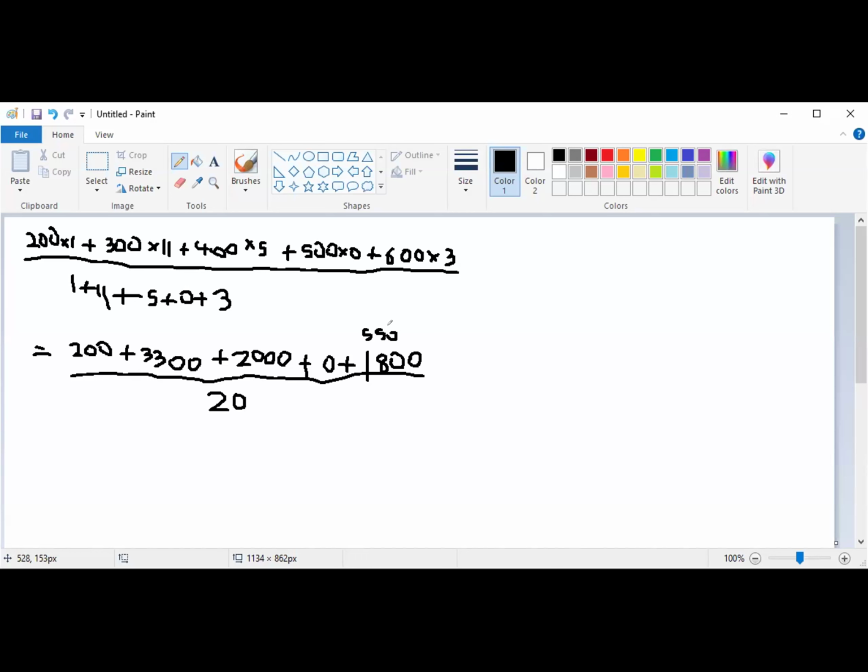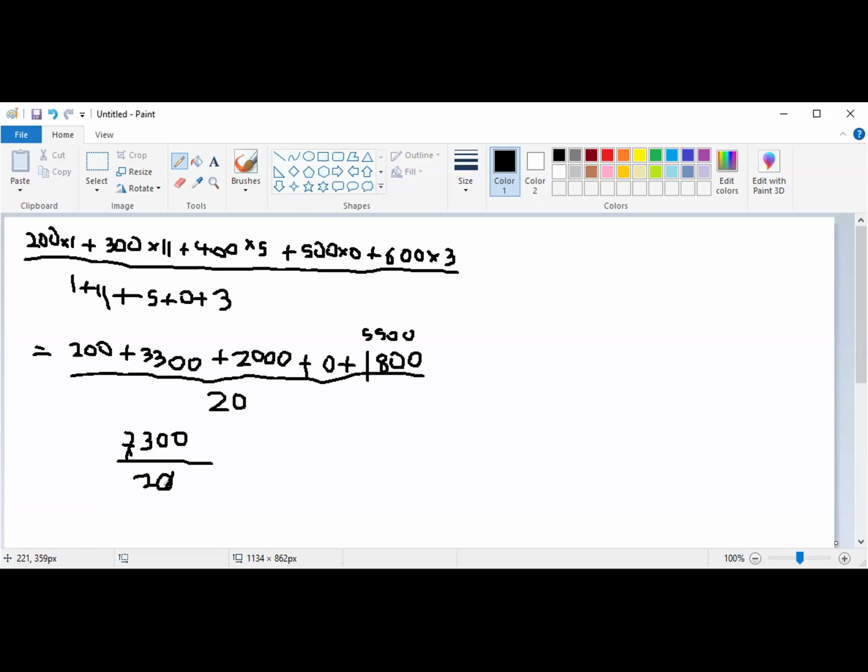5,500 plus 800. So that's going to give me 5 plus 8 is 13. Let me just put the two zeros there. 5 plus 8 is 13. 3 carry 1. And then 5 plus 1 is 6, plus 1, 7. Okay. I hope I didn't miss anything there. This is divided by 20, right? Yes.